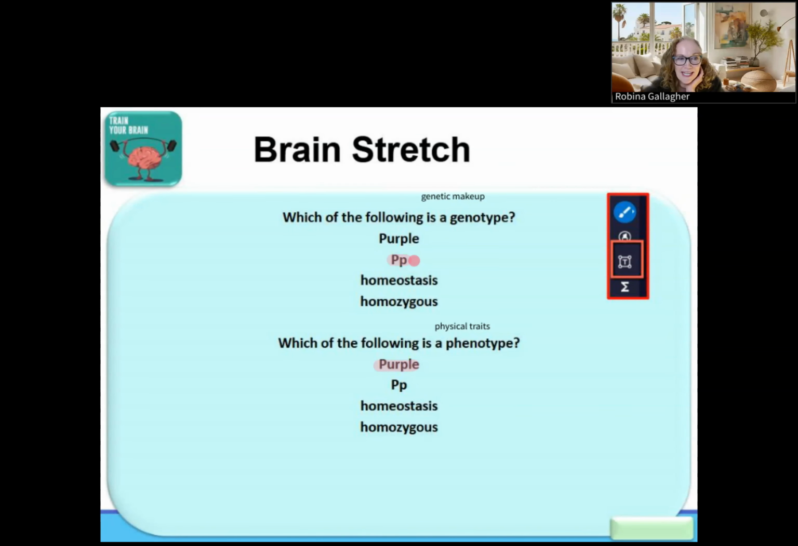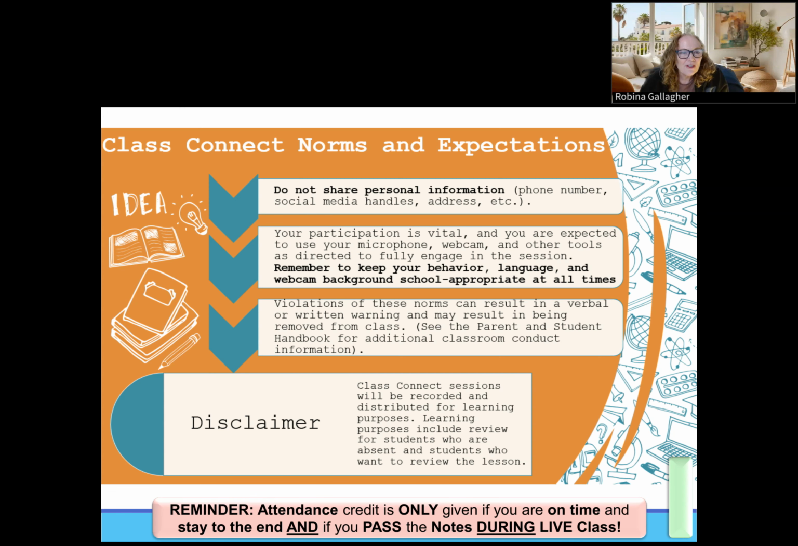Perfect, perfect, perfect. And then purple is obviously the phenotype because it's a trait. Yeah, great job. I love it. Thank you so much. Okay, so that takes us to our norms and expectations.